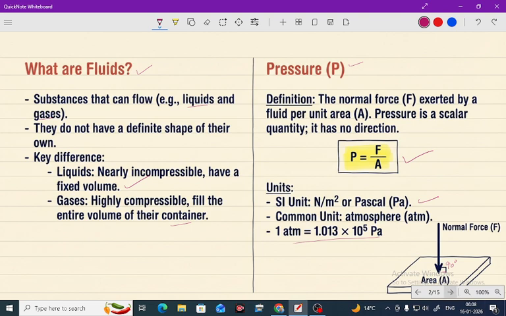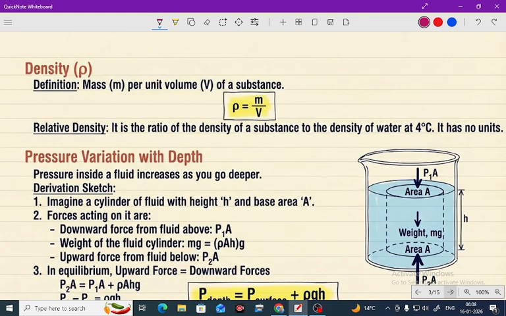Now we are going to discuss another important thing, that is density. So you have to know the definition of density also. Density is mass m per unit volume v of a substance, or rho equals m by v, that is mass by volume. What is relative density? It is the ratio of the density of a substance to the density of water at 4 degrees centigrade. It has no unit. Since it is relative, it has no unit. It is just a number.